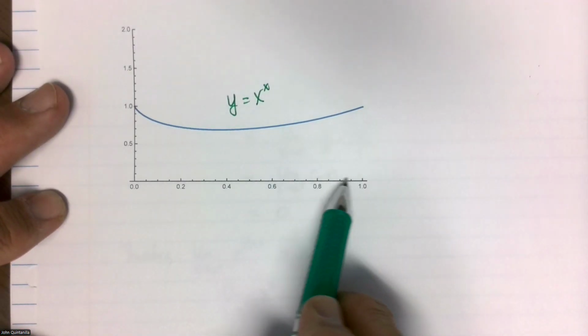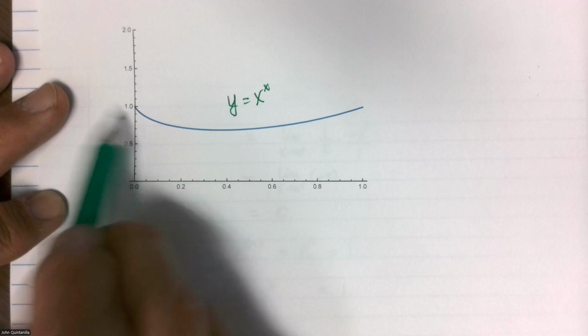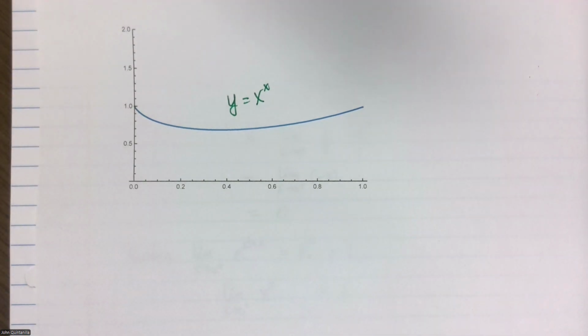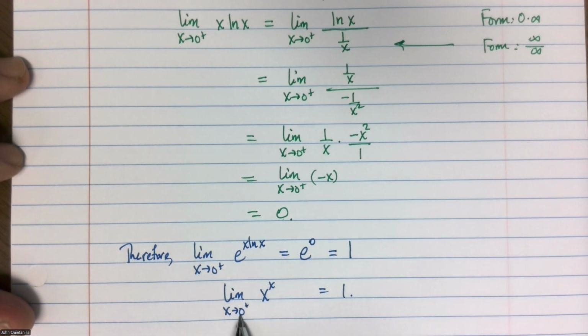And we see as x approaches 0 from above, the y coordinate gets closer and closer to 1. And so that is a visual confirmation of the calculation that we did here. The limit as x goes to 0 from above of x to the x is equal to 1.